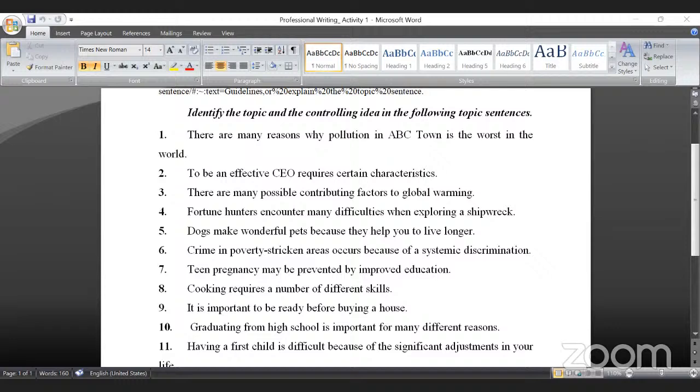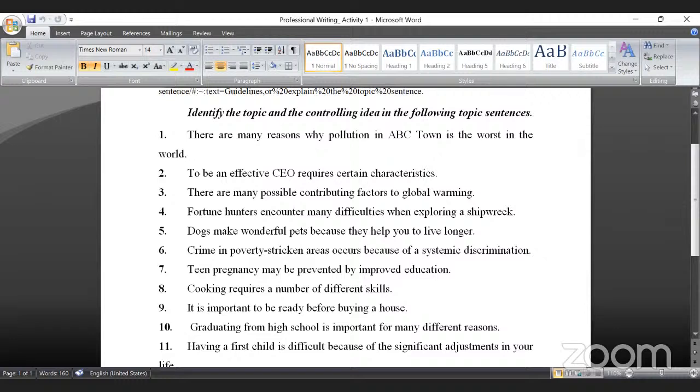Or what single word can you use to describe the paragraph? Single word or phrase, anything. Pollution in ABC town, right? So that's the major big idea that the paragraph would talk about, given this is a topic sentence and is mentioned already. Now, what is the controlling idea? There are many reasons why pollution in ABC town is the worst in the world. What do you think your supporting sentences are going to be about?